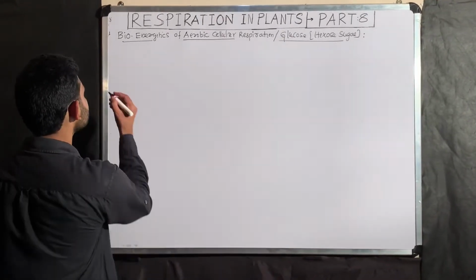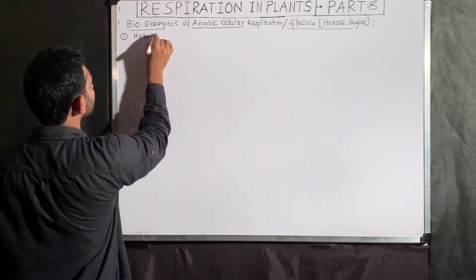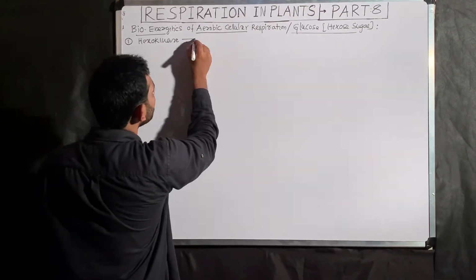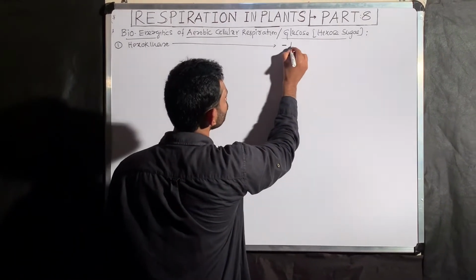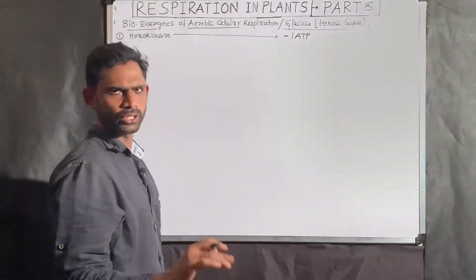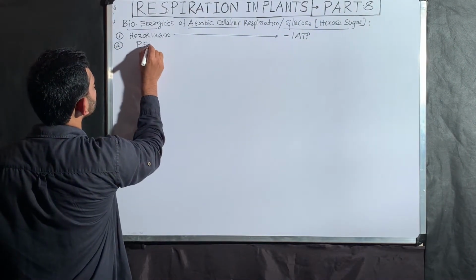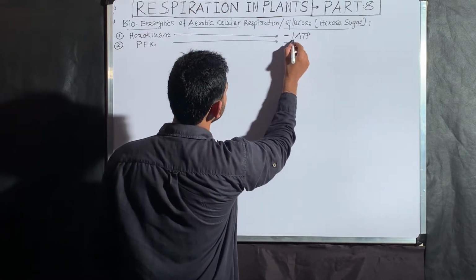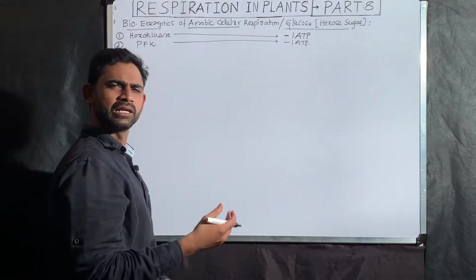The first reaction is mediated by the enzyme hexokinase. In this reaction there is an investment of 1 ATP. That is why I am calling it minus 1 ATP. Minus means what? Utilization, not release. The next reaction is mediated by phosphofructokinase. In this reaction also there is an investment of 1 ATP. If you want to understand this bioenergetics, you should read glycolysis and the Krebs cycle.